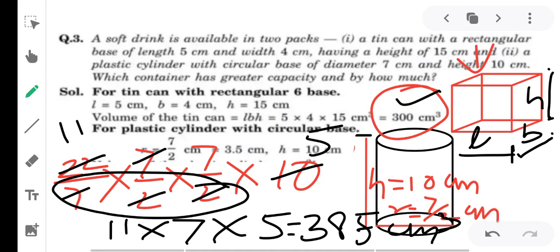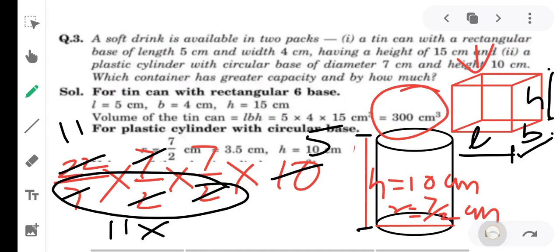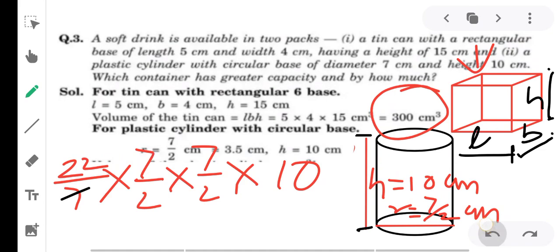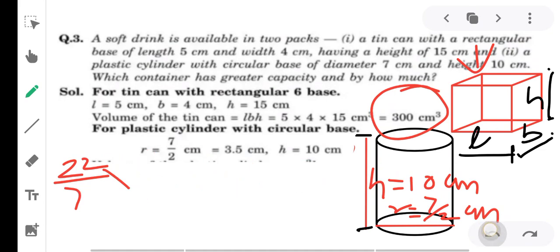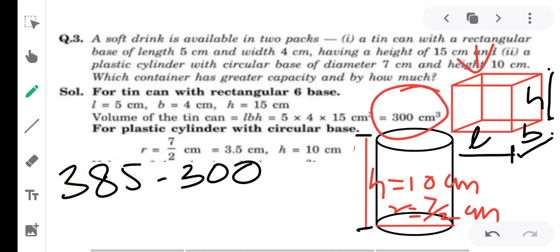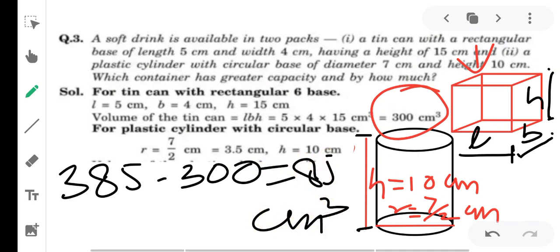So simply you can see that the volume of the cylinder is greater than the volume of the cuboidal vessel. Here they also ask how much is the difference between the volumes of the two. So we can simply subtract 385 and 300, and we get 85 centimeter cube. That is, the volume of the cylinder is greater than the volume of the cuboid by 85 centimeter cube. So this is the answer to your question.